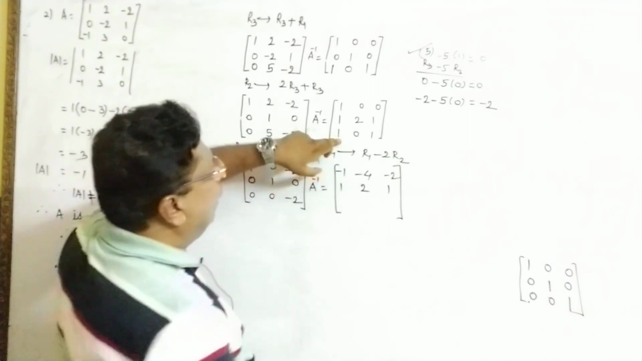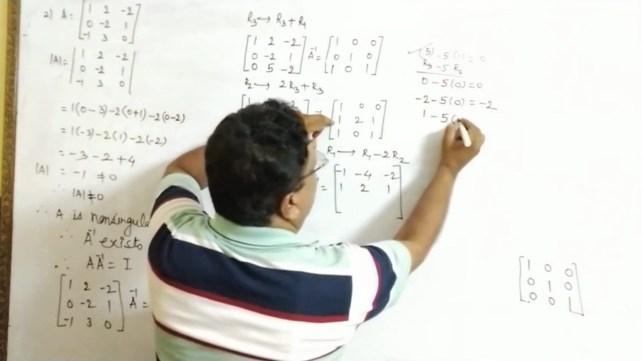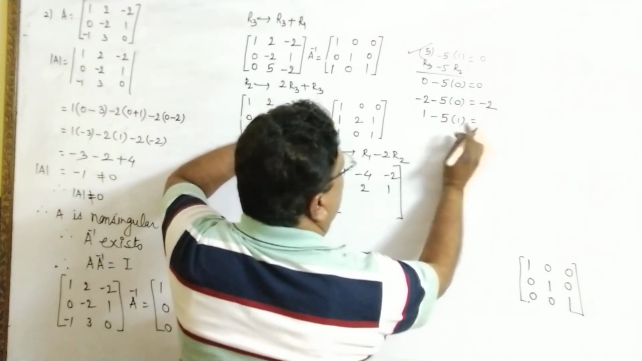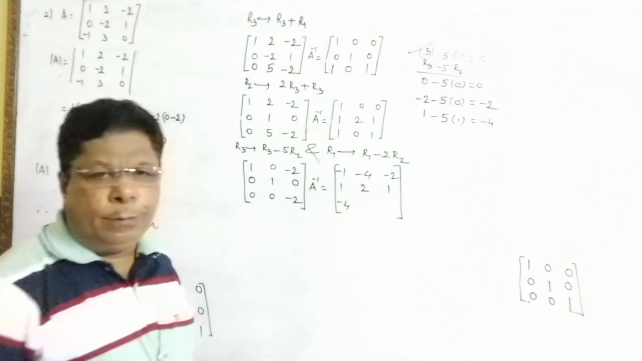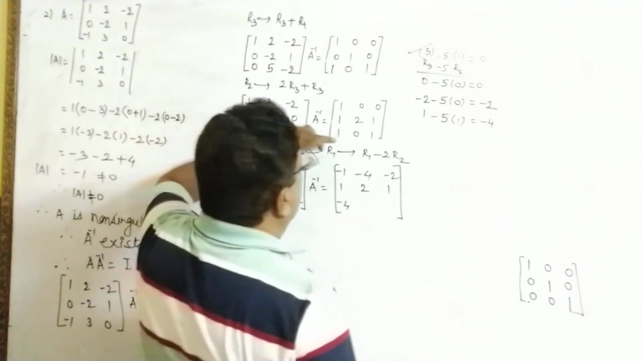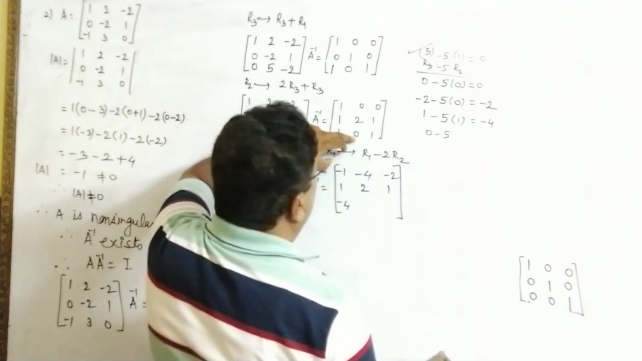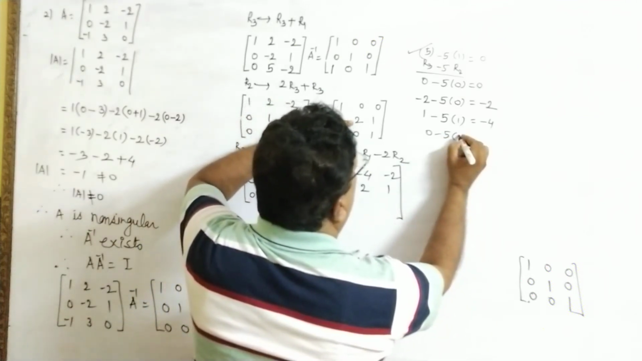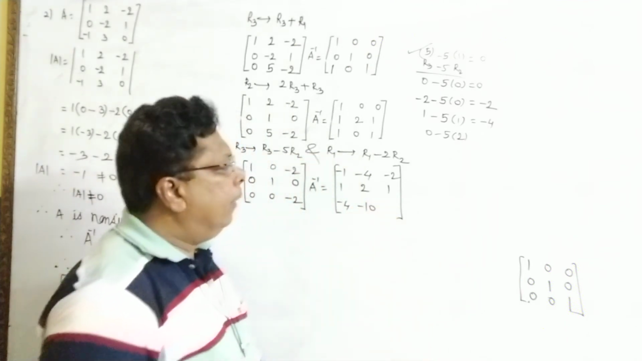Next element of R3 is 1. Minus 5, R2 is 1. 1 minus 5 into 1. 1 minus 5 is minus 4. So this element is minus 4. Next element of R3 is 0. Minus 5, R2 is 2. Minus 5 into 2 is minus 10.